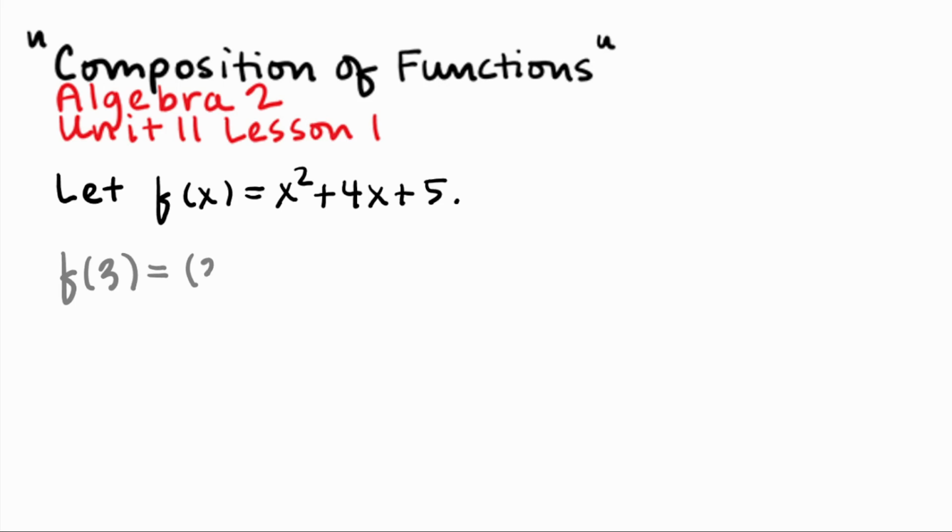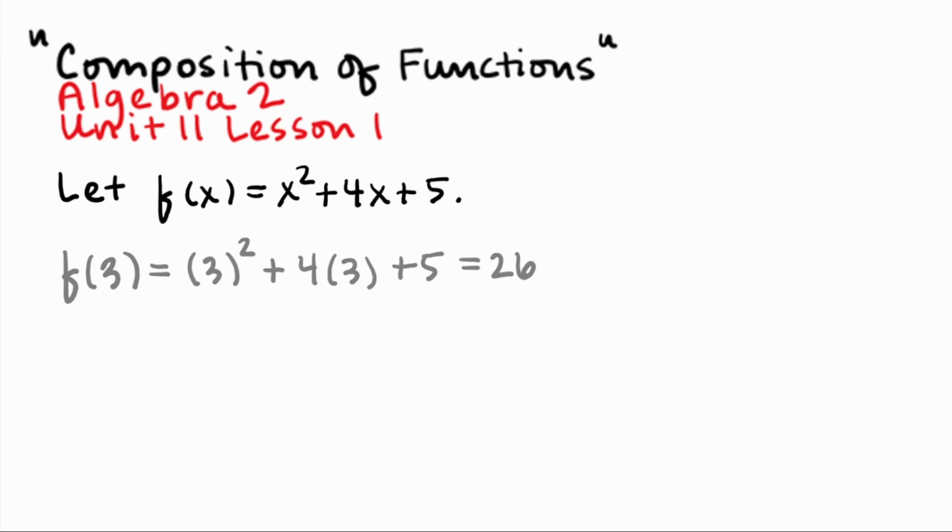So we're starting by squaring 3, then adding 4 times 3, and then adding 5. And so that's going to be 9 plus 12 is 21, and 5 is 26. But we want to extend that idea today a little bit. So we might think about putting something else into f besides just a number. I think an easy place to start would be f of t.